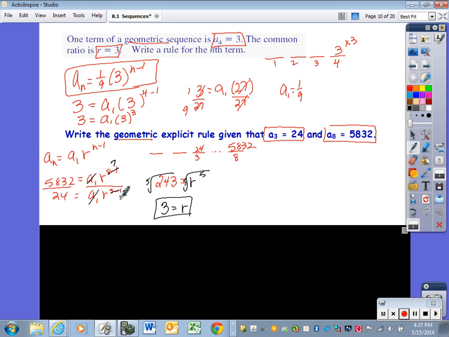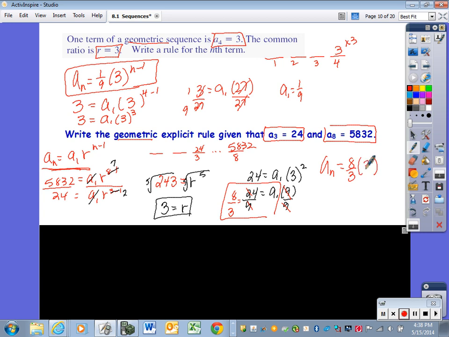Now I need a sub 1. Which equation do you want to plug it back into? The smaller one. 24 equals a sub 1 times r, which is 3, squared. 3 squared is 9. Divided by 9. 3 goes into both those? 8/3. Now I have my a sub 1. So I can plug it back into my original formula. The rule is first term, 8/3, times the ratio, 3, raised to the n minus 1.